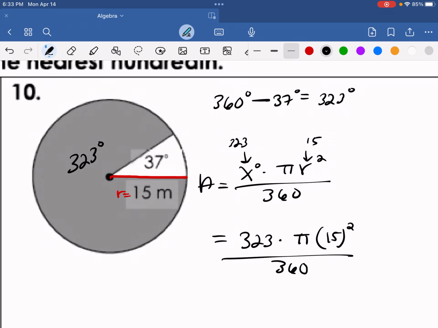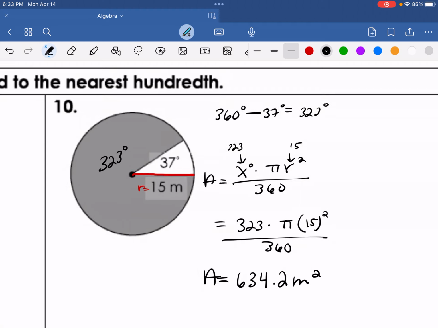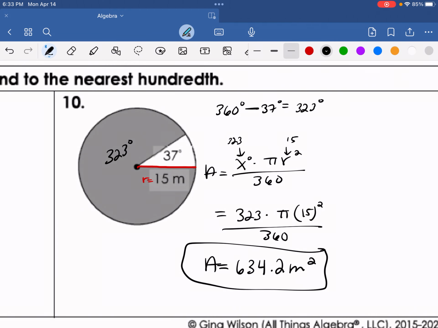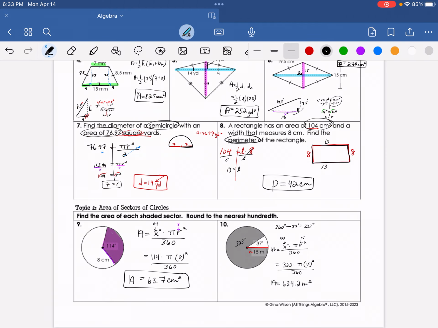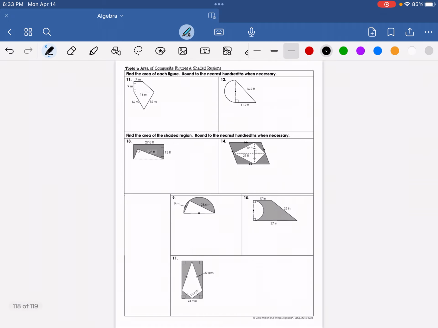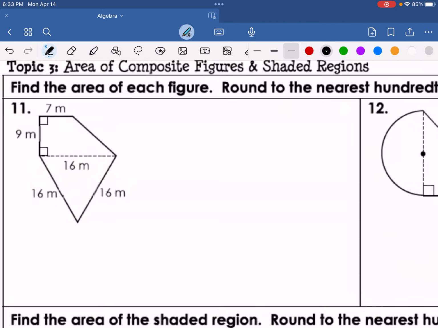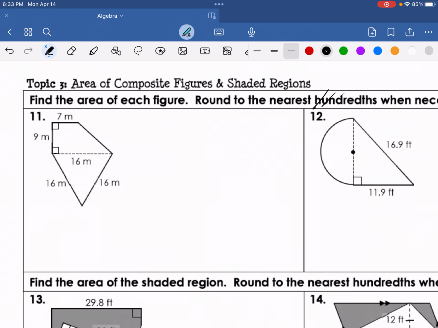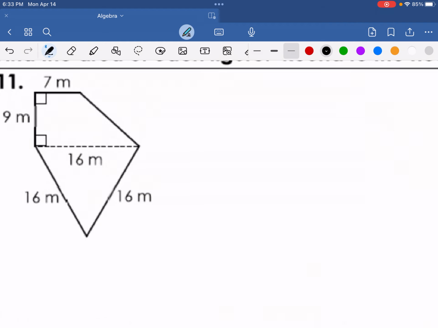323 times pi times 15 squared divided by 360. And we get 634.2 meters squared. All right, so that's for the front. Now for the back, we are finding the area of each figure. Again, I'm going to round to the tenths. You can round to the hundredths if you want.